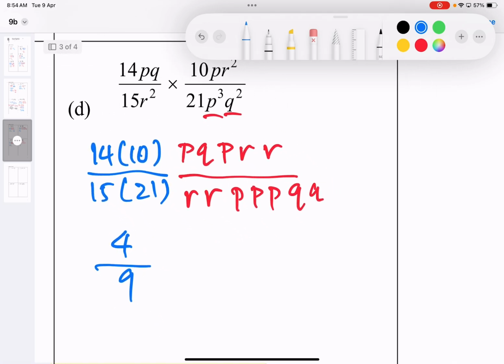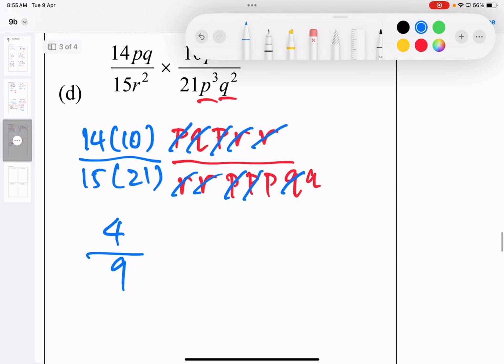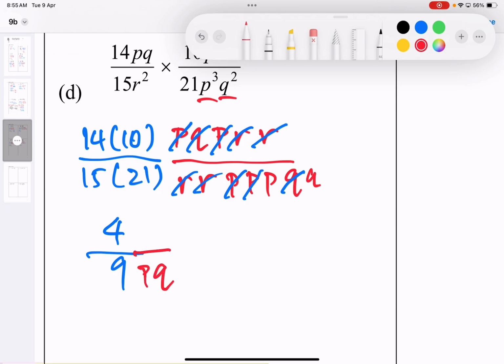Okay, it simplifies for me. Next, I cancel P with a P, Q with a Q, P with another P, R with an R, R with another R. So what am I left with behind? The top has nothing, the denominator only has PQ, that's all. Okay, so you do it step by step.